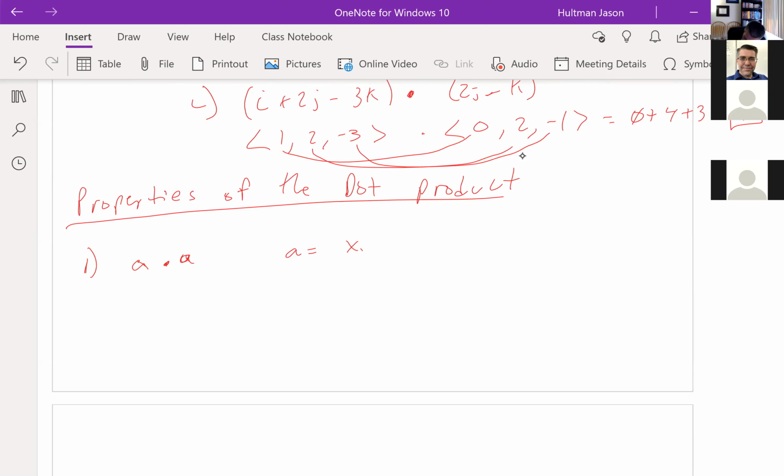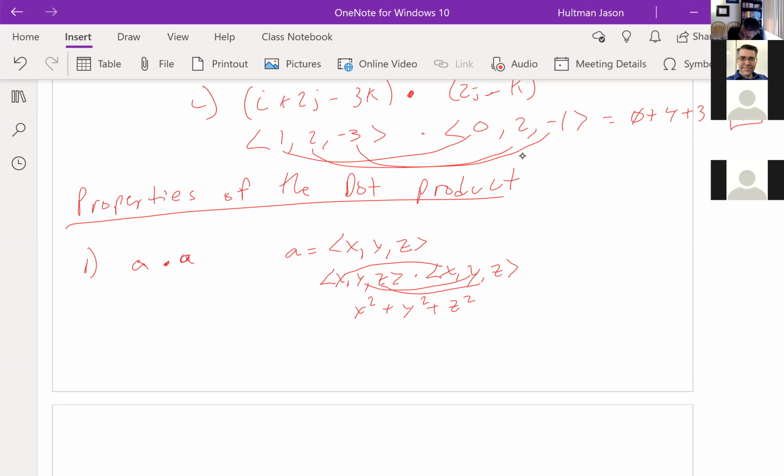Let's let A be X, Y, Z. Let's dot this with itself. So let's do X, Y, Z dotted with X, Y, Z. So what's that going to be? That's going to be X squared plus Y squared plus Z squared. Huh, that's interesting. X squared plus Y squared plus Z squared.